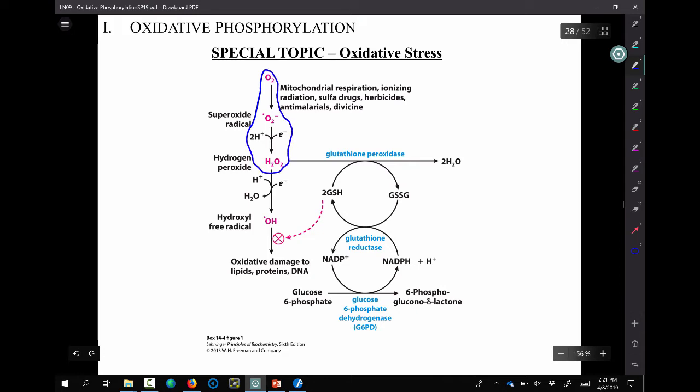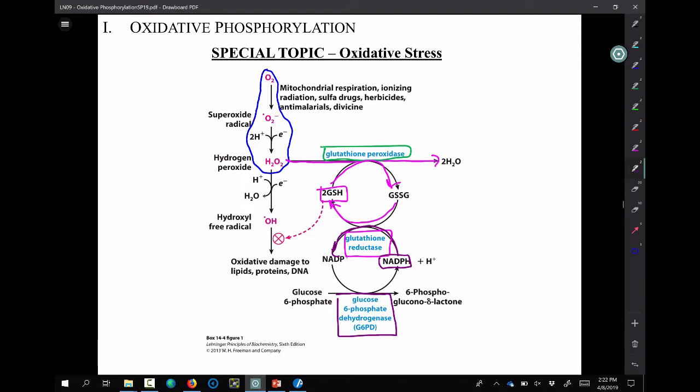The production of superoxide radical, conversion to hydrogen peroxide. Hopefully, glutathione peroxidase is able to make water from that. So we talked about that enzyme. Of course, we need the glutathione, but to reoxidize glutathione, we need glutathione reductase, and to do that, we need a source of NADPH. And one of the sources of NADPH in a cytosolic environment would be glucose 6-phosphate dehydrogenase.